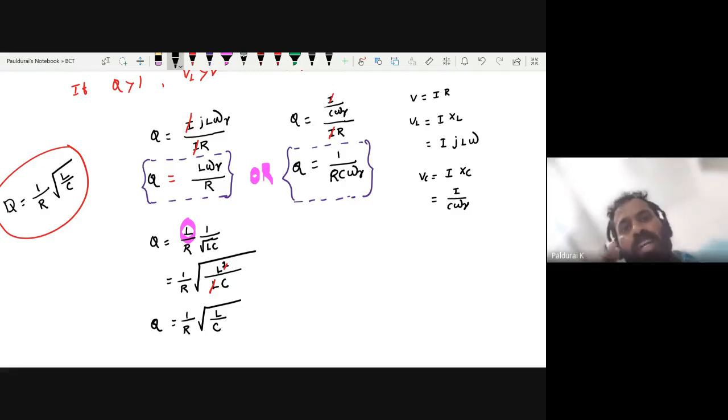What is the unit for quality factor? Anyone? What is the unit for quality factor? Any guess?